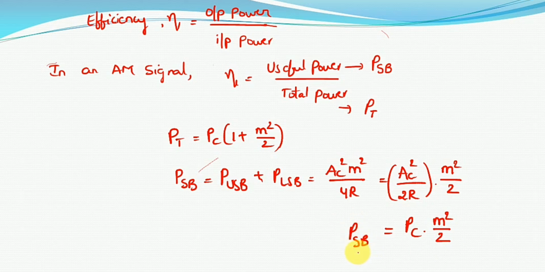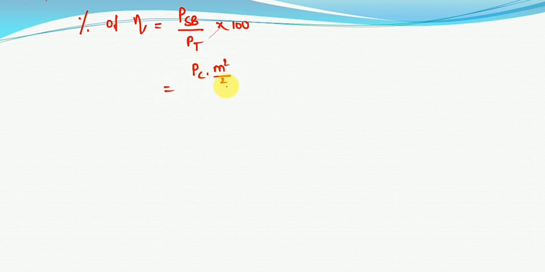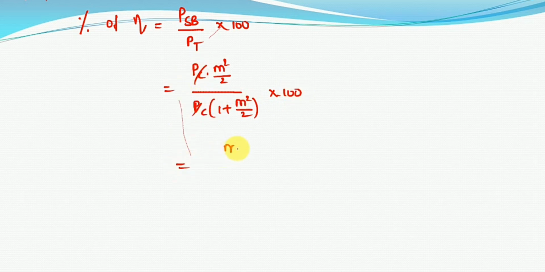Now simply substitute the values of PSB and PT in the efficiency formula. So I am directly writing the percentage of efficiency as P sideband power to the P total power into 100. P sideband power we have found, that is PC into m square by 2, and total power is PC into (1 plus m square by 2) into 100. So PC gets cancelled. Now take the LCM, then it is m square by (m square plus 2) into 100. So this is the percentage of efficiency.